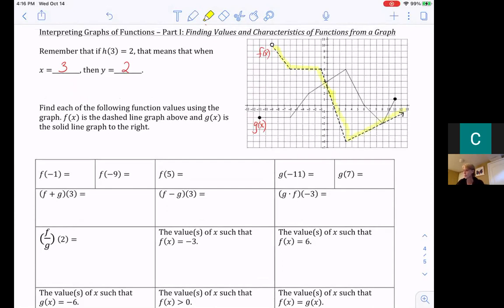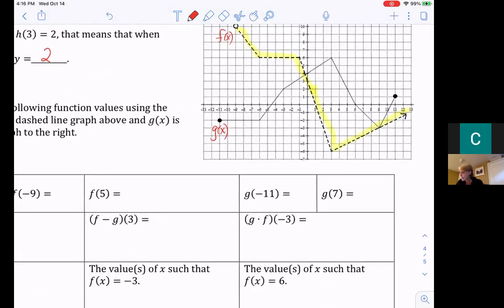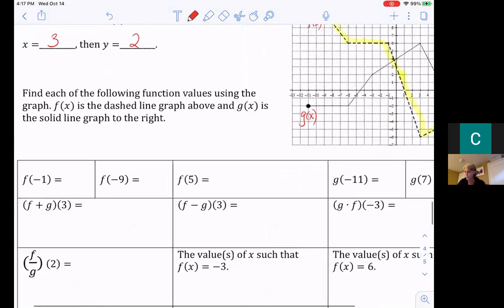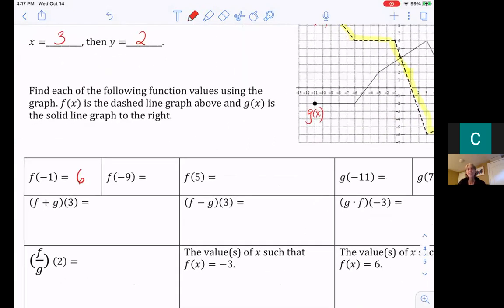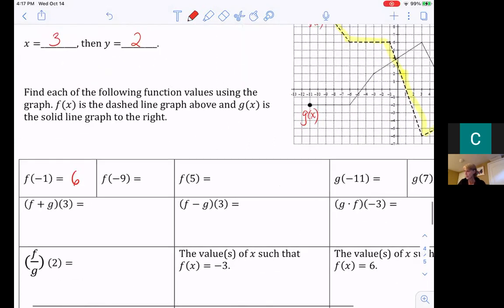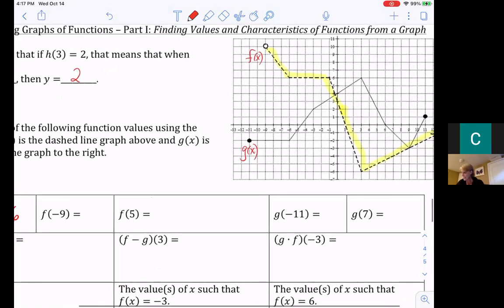That might help me a little more. What is f of -1? So when I plug in -1, I get 6. What is f of -9? If I go to plug in -9, I see I do not get an answer.